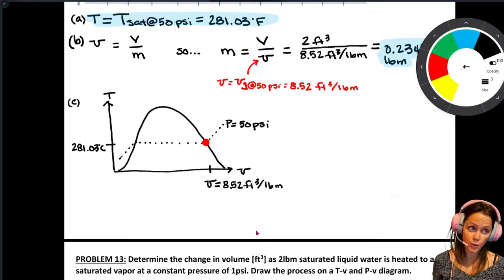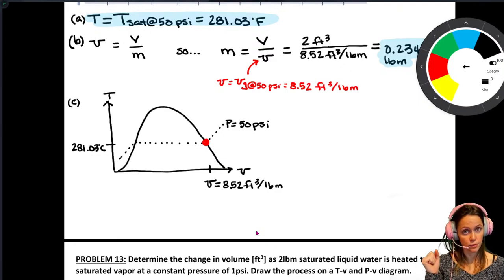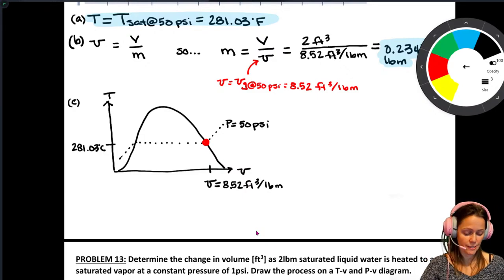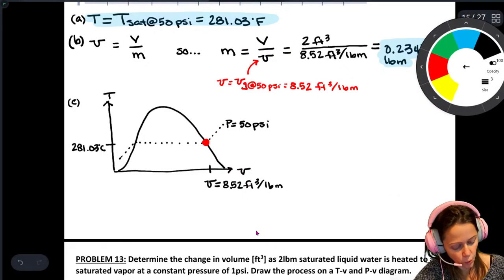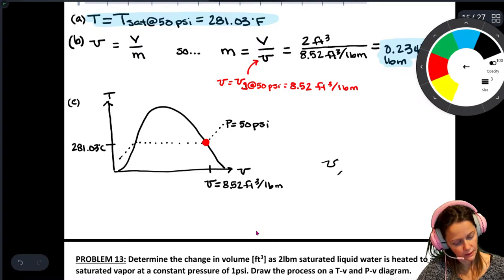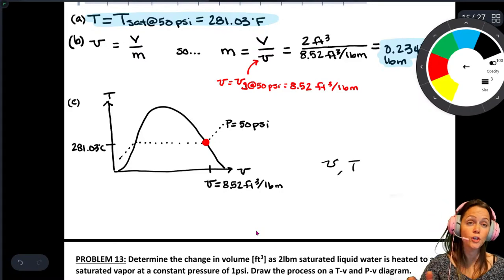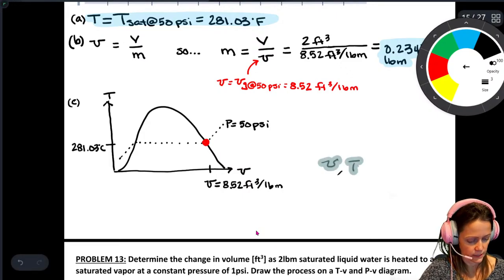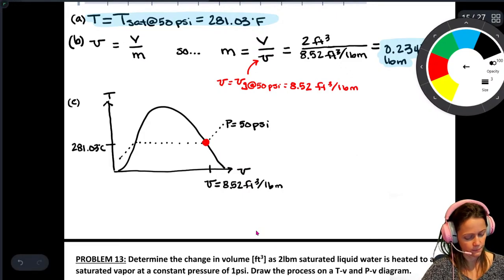So on a regular basis, if I ask you on a test to draw a process, for example, on a TV diagram, or draw the location of a state, I will be looking for the temperature at that state, like what are the coordinates, right? You need X and Y, which would be V and T. You need those coordinates of that dot. So I would be looking for those on a test. Just be prepared for that.